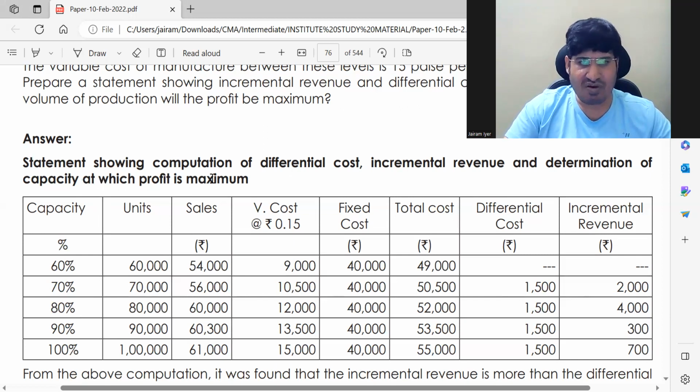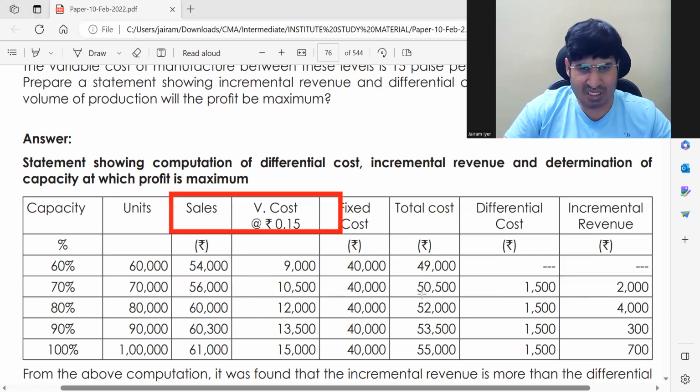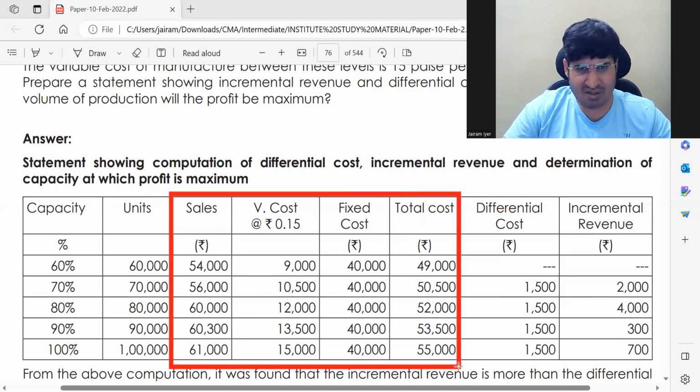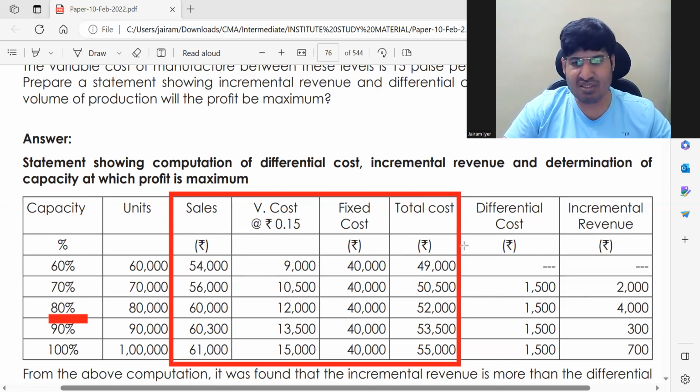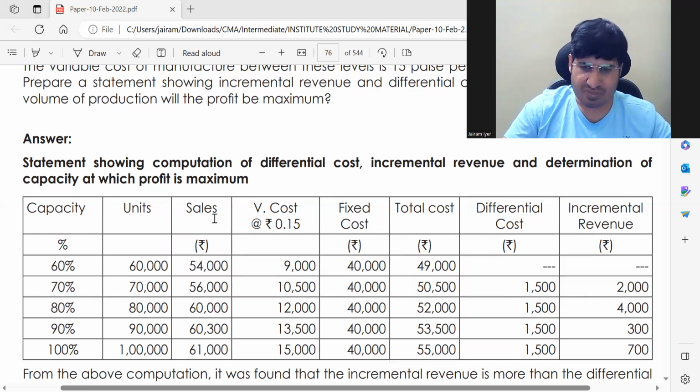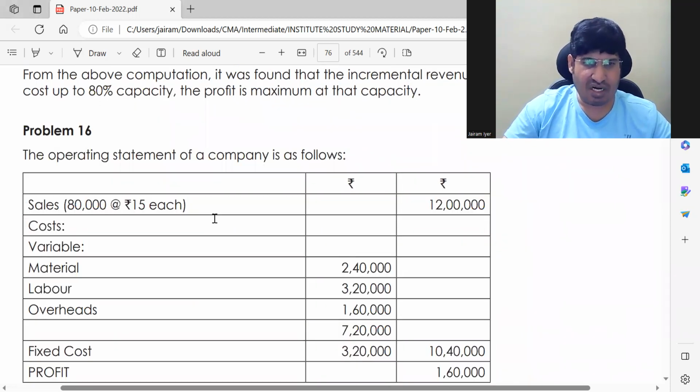You can get this directly also using your marginal cost statement. Just form a marginal cost statement using this part, and you will directly get maximum profit at 80%. But this was just to explain the differential cost and incremental revenue concept. Okay, got it?